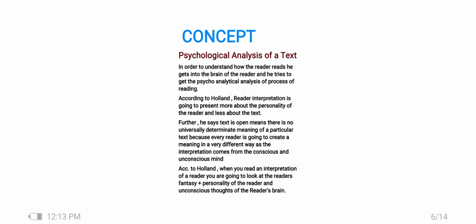The most important concept given by him is psychological analysis of the text. So, what he means by this concept, let's get into the depth of it. In order to understand how the reader reads, he gets into the brain of a reader and he tries to get the psychoanalytic analysis of the process of reading. It means that he wants to understand how the reader reads or approaches the text, because of which he decided to get into the brain of the reader, and it is possible through the psychoanalytic analysis of the process of reading, which he did.